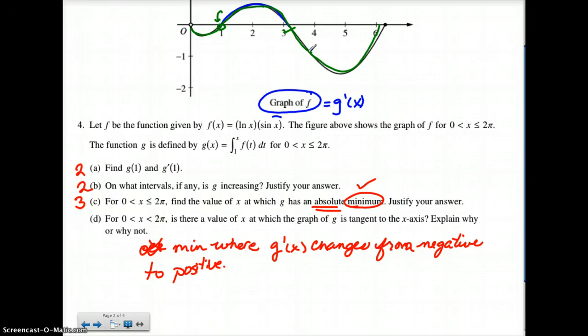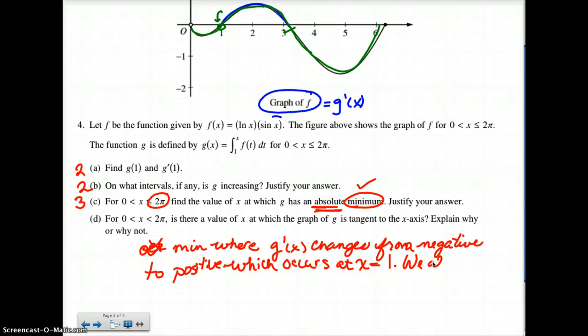So on that one, I would say you find the minimum by writing where g prime of x changes from negative to positive, which occurs, it's very common, at x equals 1. All right? But keep in mind, when you're doing absolute, you have to include the endpoints as long as it's closed. I may very well have a minimum at 2 pi, and it also needs to be considered.